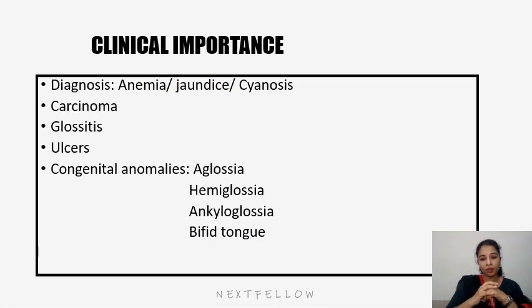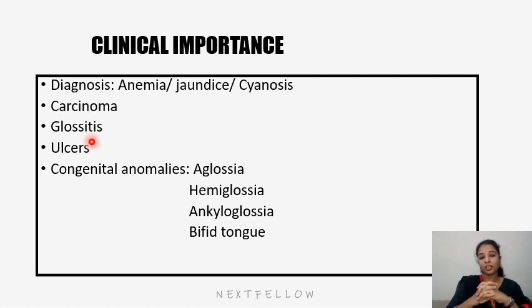Clinical importance of the anatomy of the tongue. In diagnosis, the tongue is a source of information. As soon as you go to any physician, they usually ask you to protrude the tongue and see whether the person has anemia, jaundice or cyanosis. These three can be indicated. And in carcinoma of the tongue, we know the lymphatic drainage and how the cancer spreads from the tongue to other places.